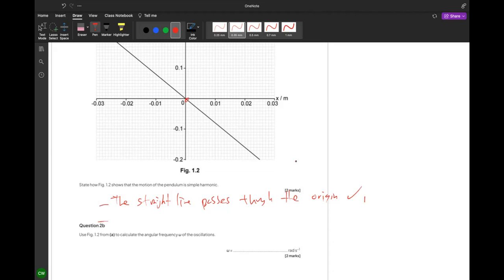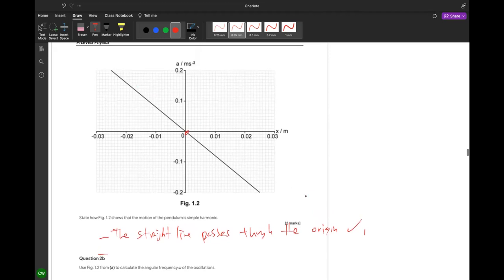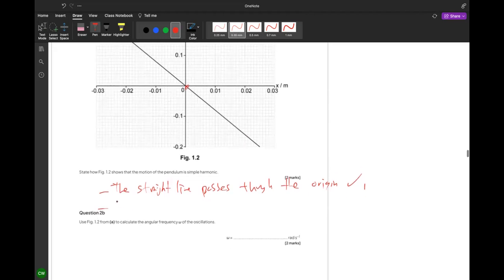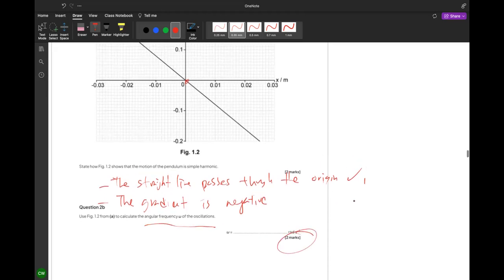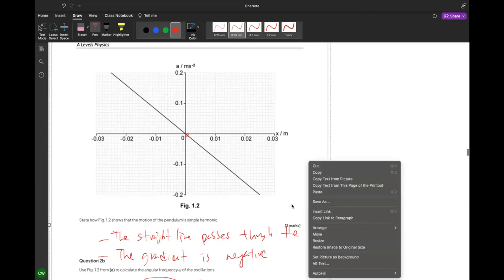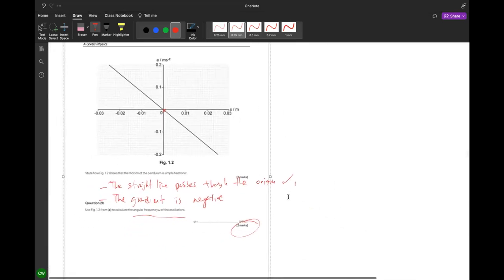How do you tell this is the opposite direction? From where do you know this is the opposite direction? Because the gradient is what? Negative. Okay, this one, find by yourself. From this one, calculate the omega. Do it and give me the answer, the value of omega.